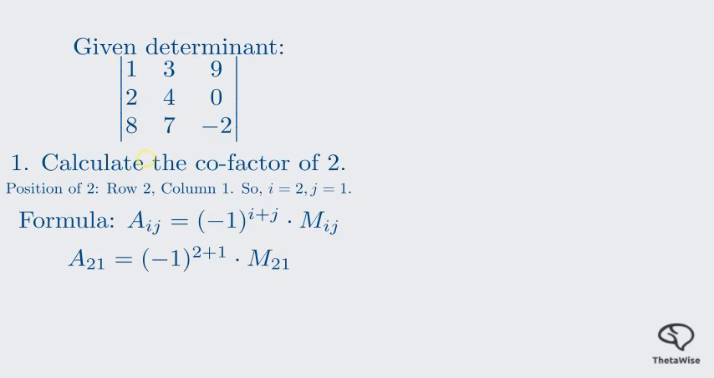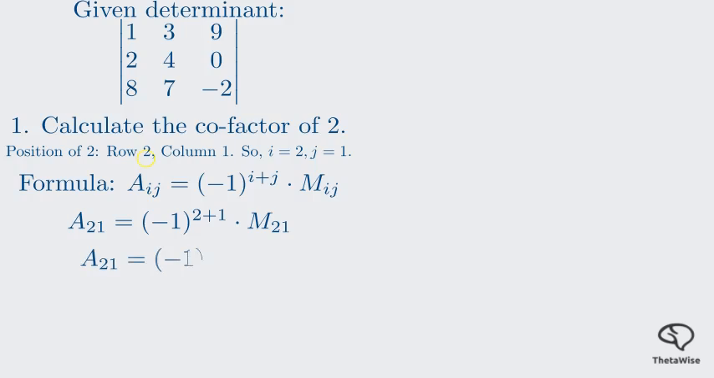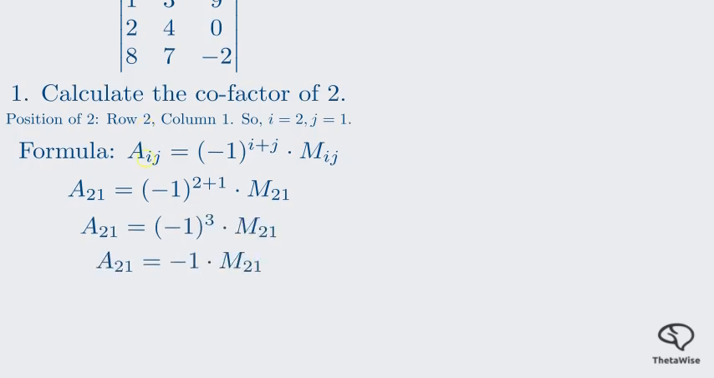Plugging in our values, we get A sub 2, 1 equals -1 to the 2 plus 1 power times M sub 2, 1. The exponent is 2 plus 1, which is 3. This is an odd number. -1 to the power of 3 is -1. Now we need the minor M sub 2, 1. We find it by crossing out the second row and first column.